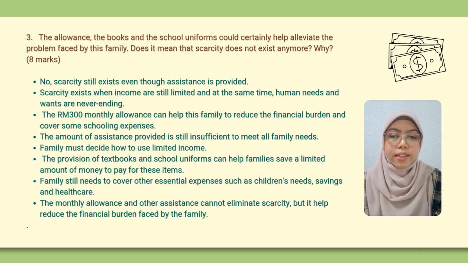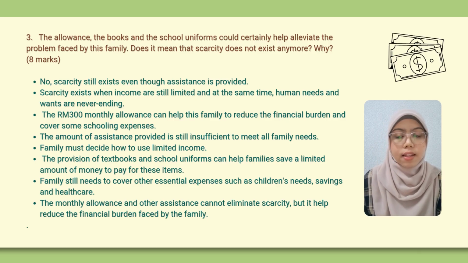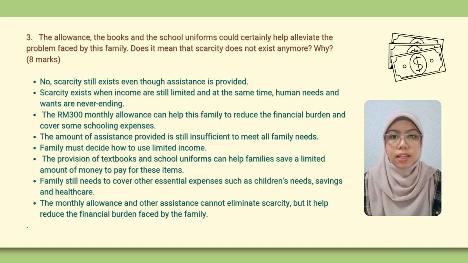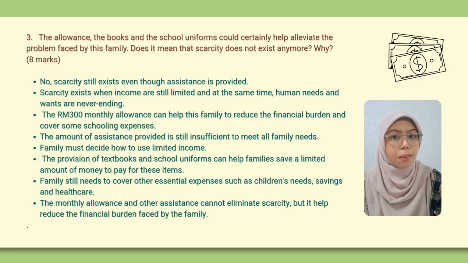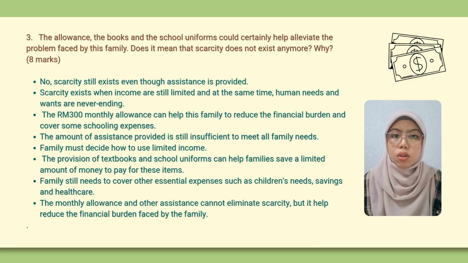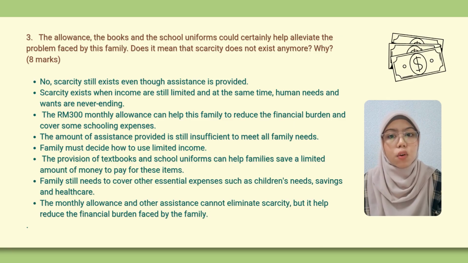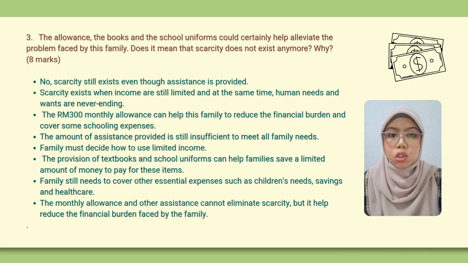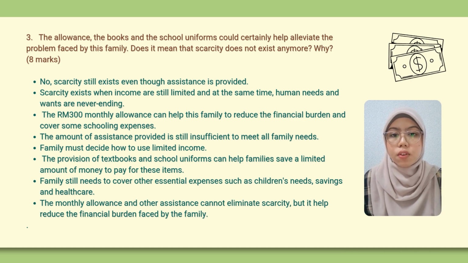For the final question, the answer is no. Scarcity still exists even though the family receives assistance. This is because scarcity still exists when the income is still limited, while the family's needs and wants never stop. The monthly allowance received can help the family cover some school expenses such as pocket money and school equipment. However, the allowance is still not enough to meet all the family's needs. This is because their income is still limited, so they must make a choice about how to use the income.